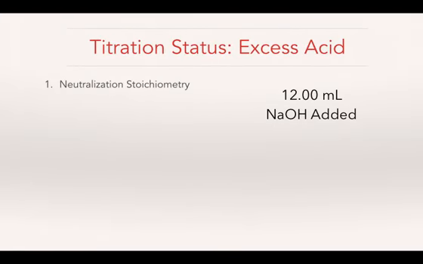As we begin to add our base, we are going to start off with excess acid. The amount of acid present in the solution initially is going to be more than the amount of base that we're adding initially. So what we have to do is break our problem down into two parts. We're going to do a neutralization stoichiometry problem, and then we're going to use the results of that in an equilibrium. So we start off by doing our reaction in a net ionic form.